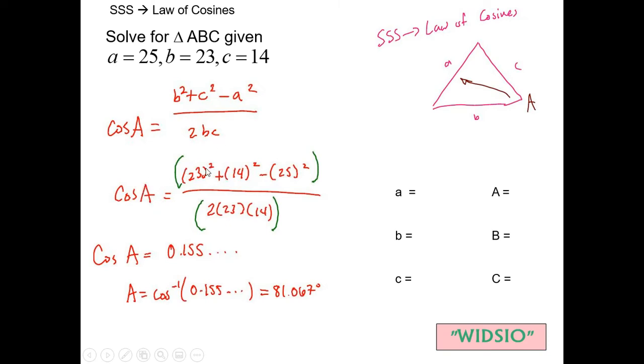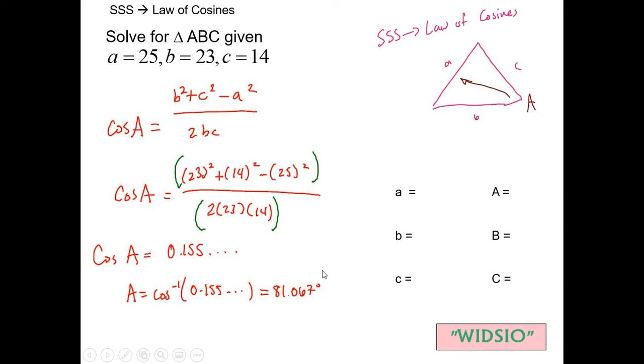So cosine A is equal to 23 squared plus 14 squared minus 25 squared divided by 2 times 23 times 14. And I would get a decimal number that looks like 0.155, something, something, something. And then take the inverse cosine of that, again making sure that I'm in degree mode. And it comes out to be approximately 81.067 degrees. So now I have one angle.